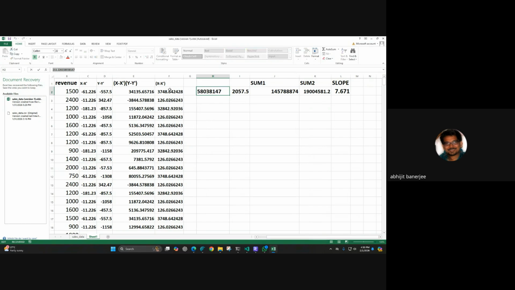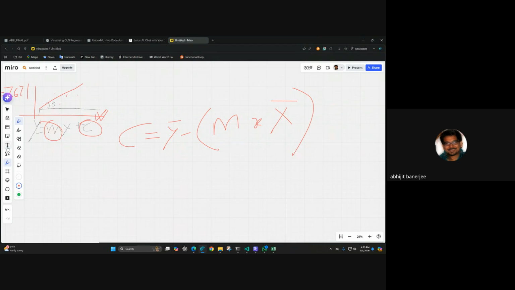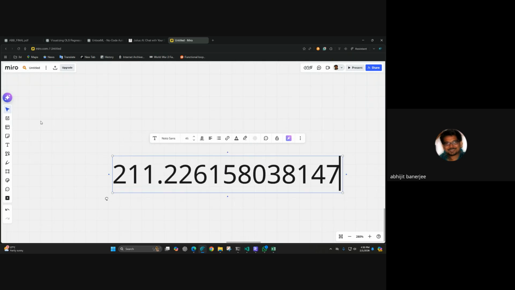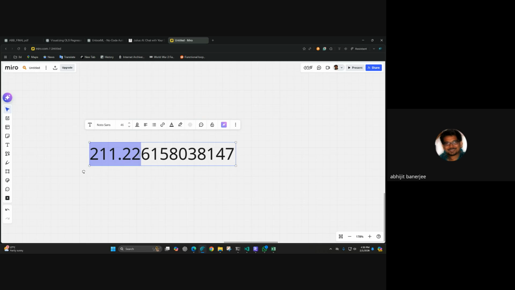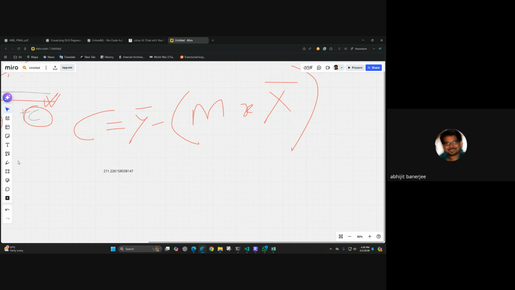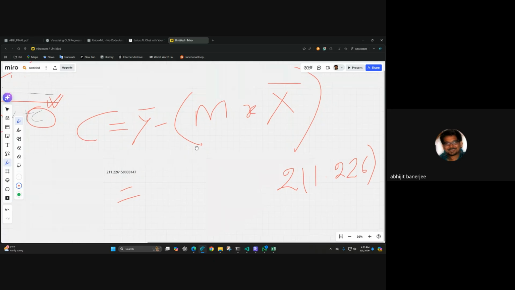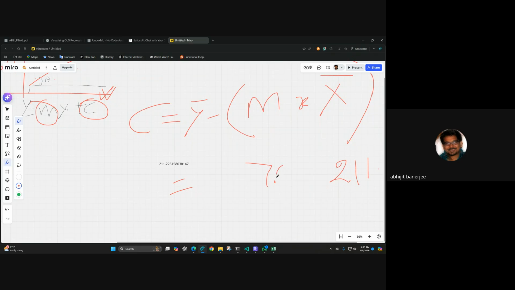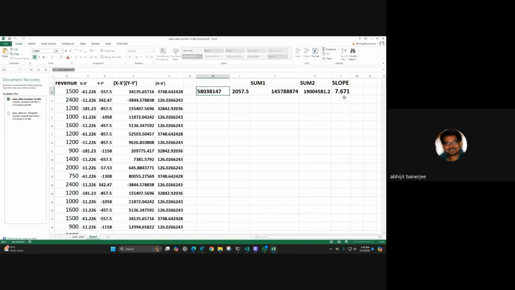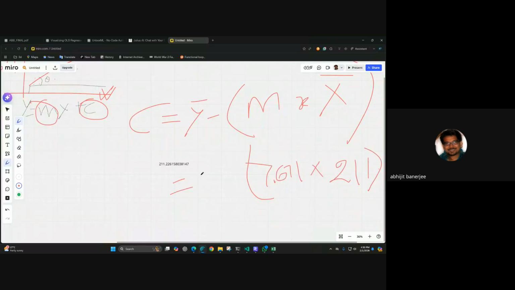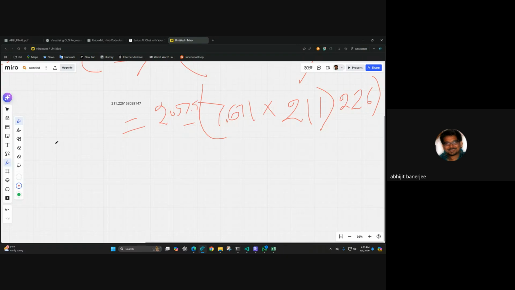Let me copy this. So we had an x mean of this value, 211.226. I'll just put over x mean first, 211.226. My m was already found as 7.671. So 7.671 into this bracket. What was our y mean? Y mean was something, 2057.5. So 2057.5 minus this. I'll write it clearly.